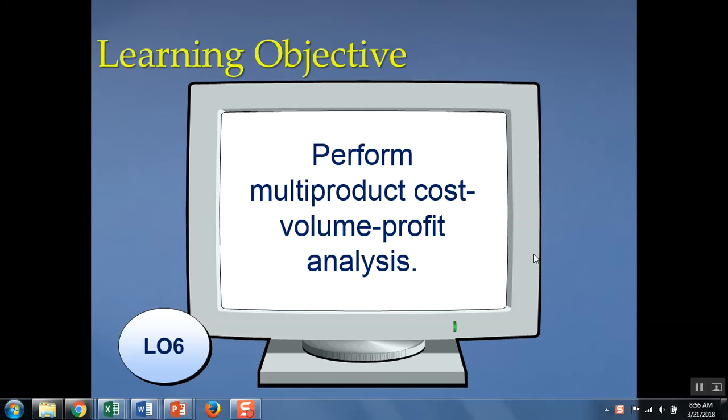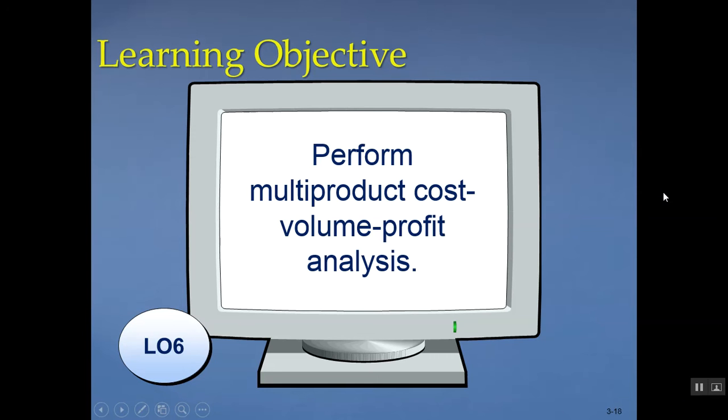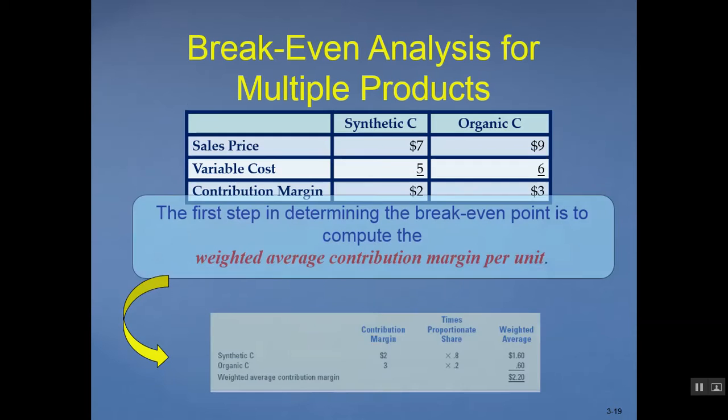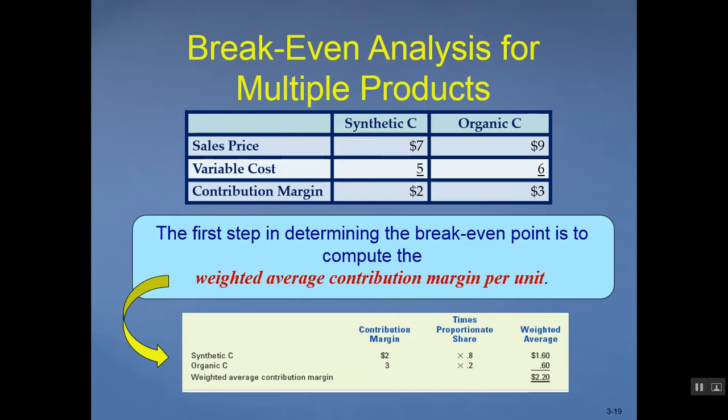To Chapter 3. We're going to talk about a multi-product cost volume profit analysis. In the break-even and targeted profit analyses that we've been looking at, there's only been one product. Let's look at what we need to do when we have two different products that the company sells and we're trying to figure out our break-even point.